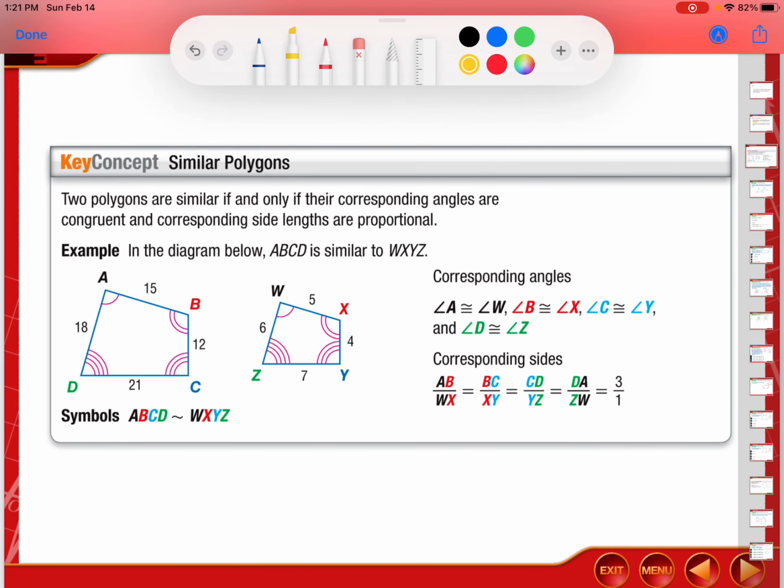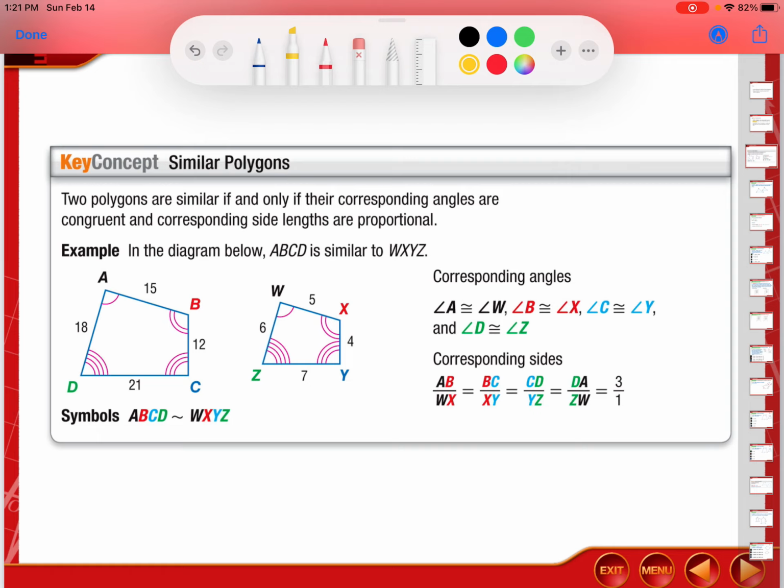So, similar polygons, like we just said, two polygons are similar if and only if their corresponding angles are congruent and the corresponding side lengths are proportional.